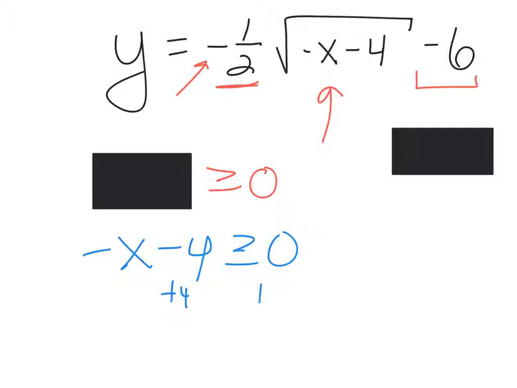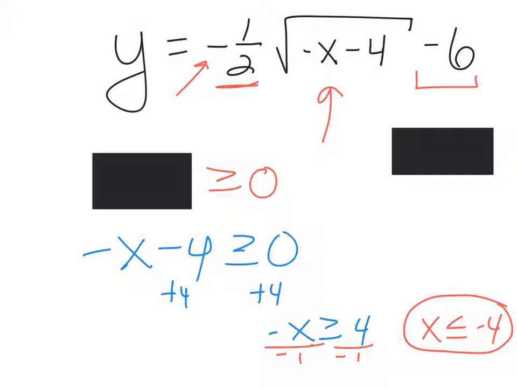So I add 4 to both sides. So I get negative x is bigger than or equal to 4. And I don't want negative x, I want regular x. So I'm going to divide by a negative 1, which means that I get x, and I have to flip my sign. So rather than being greater than, I'll change it to a less than, and negative 4.